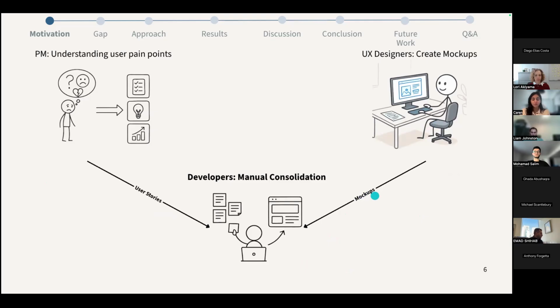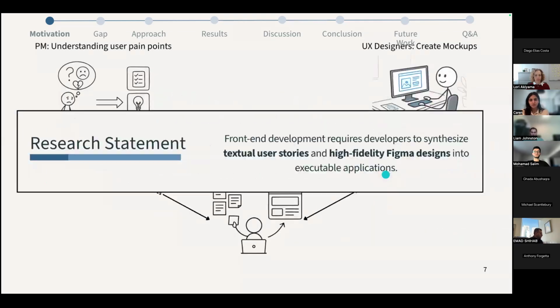And this leads directly to the core problem that we are addressing. This final step is cognitively demanding, where engineers must reconcile two very different artifacts, the user stories and the Figma designs. The user stories describe the intended behavior of the system, but they are textual and often underspecified, while the Figma designs, on the other hand, describe the visual layout and spatial structure of the interface.